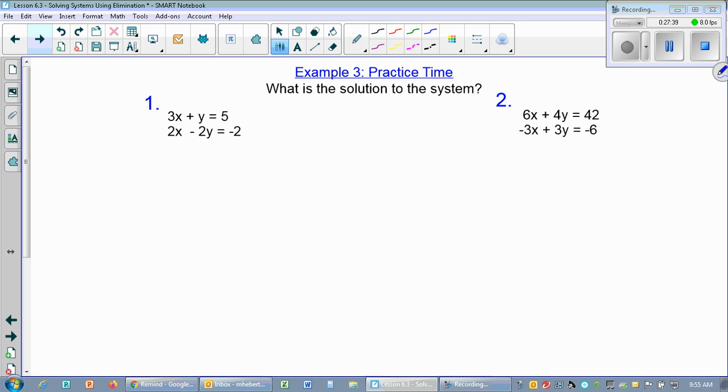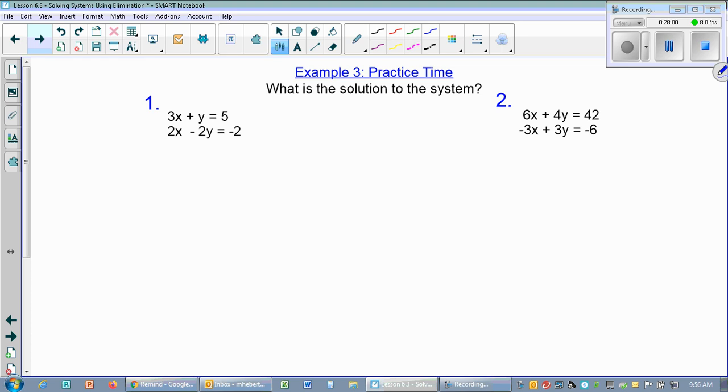All right, so for problem number 1, what we want to do here is solve the system. First, we're going to look at our coefficients. The coefficients of my x's are 3 and 2, so they're not the same coefficient. So I want to move on. The coefficients of my y's are 1 and -2. They're not the same coefficient.